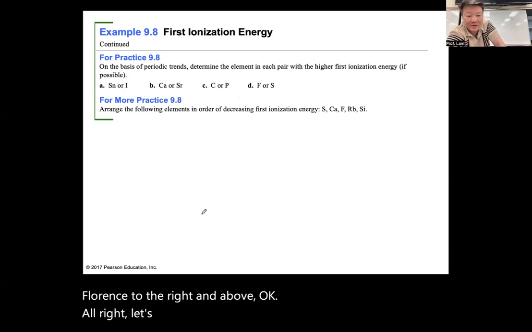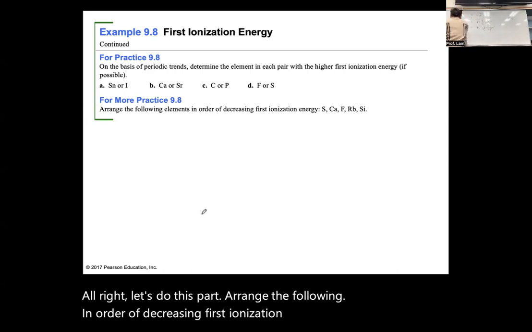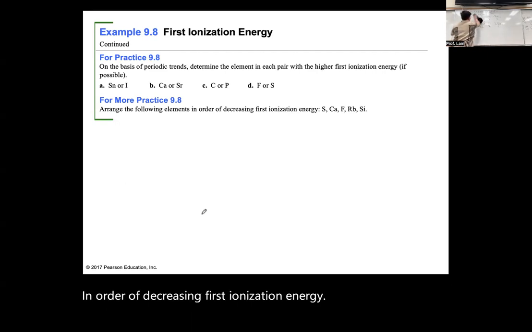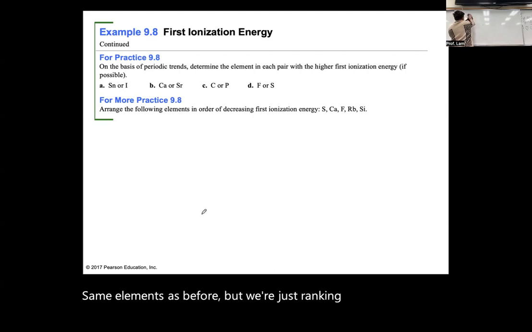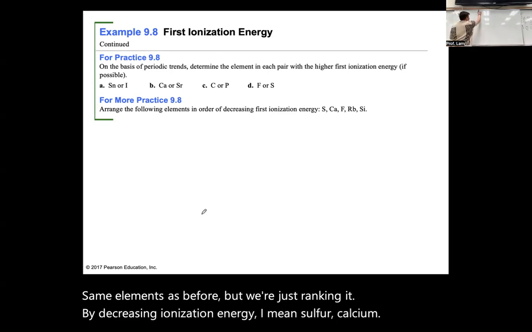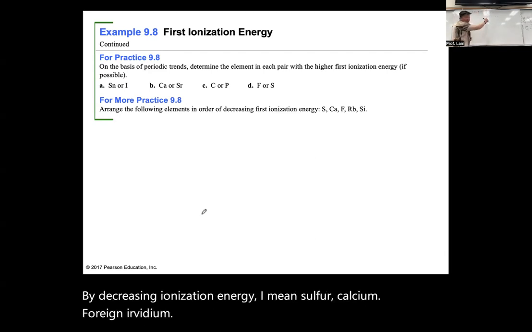All right, let's do this part. Arrange the following in order of decreasing first ionization energy. So we're back to that one. Same elements as before, but we're just ranking them by decreasing ionization energy. And we have sulfur, calcium, fluorine, rubidium, and silicon.